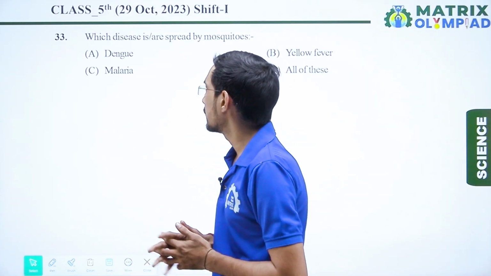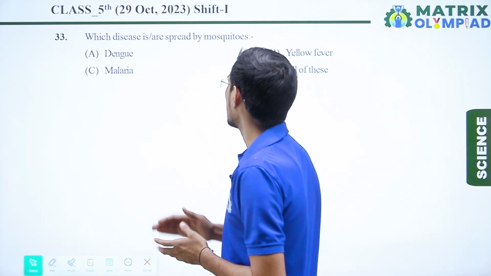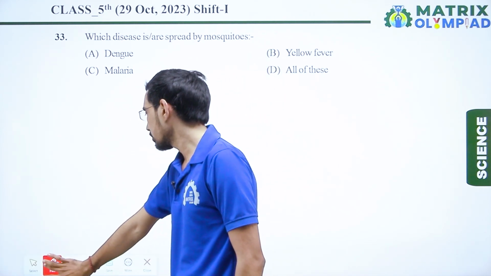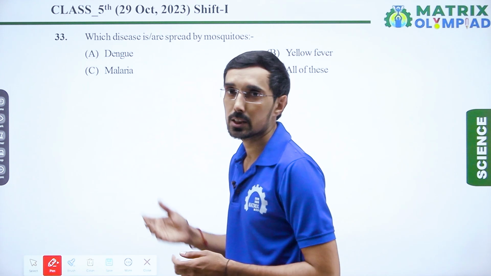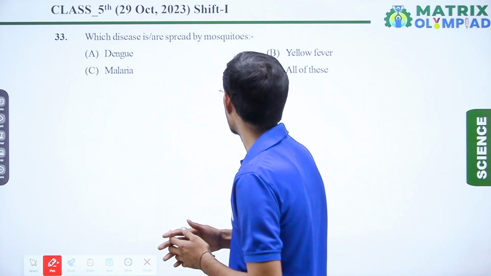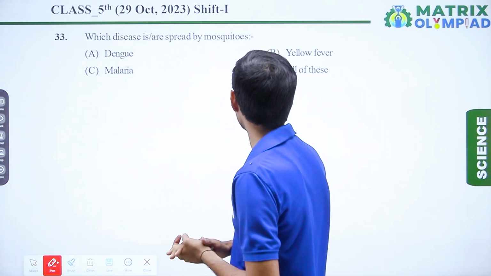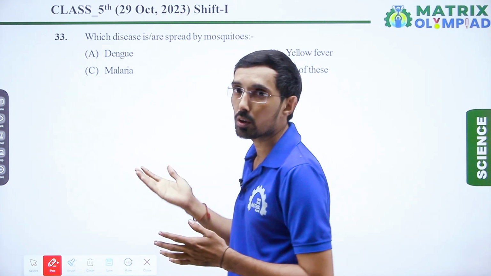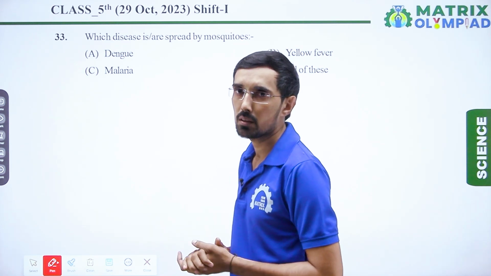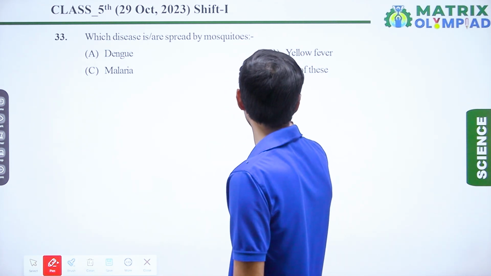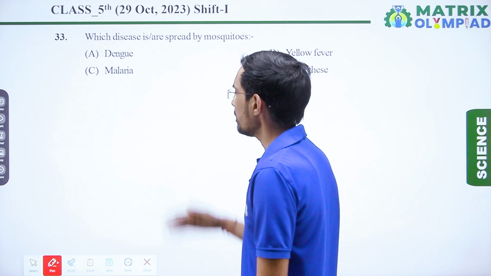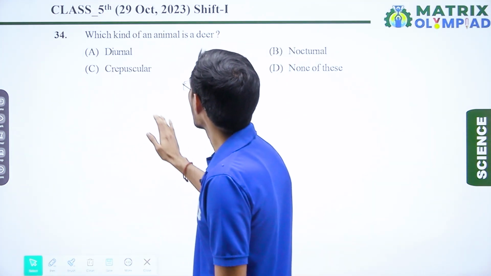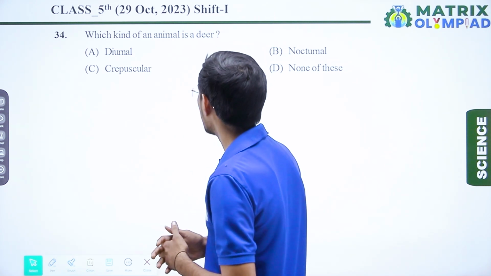Our next question will be, which disease is spread by mosquito? We have to find out the diseases which are basically spread by the mosquito. First one is dengue, second one is yellow fever, and third one is malaria. All the diseases are spread by the mosquito. So our correct answer will be option D, all of these. Our next question is, which kind of animal is a deer?